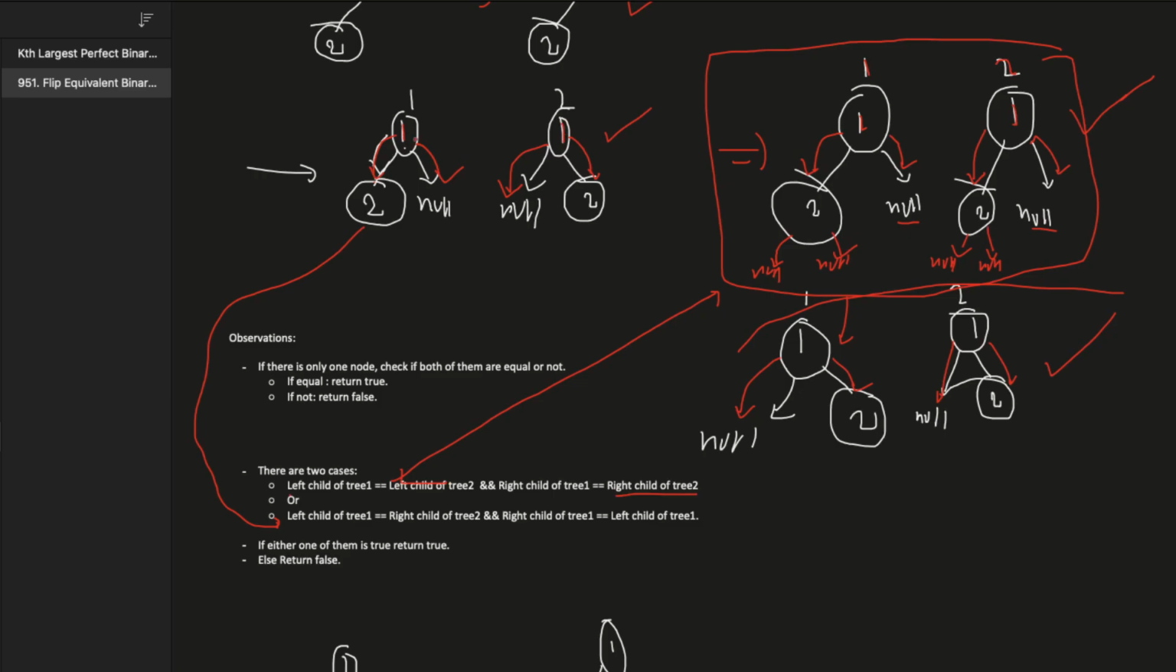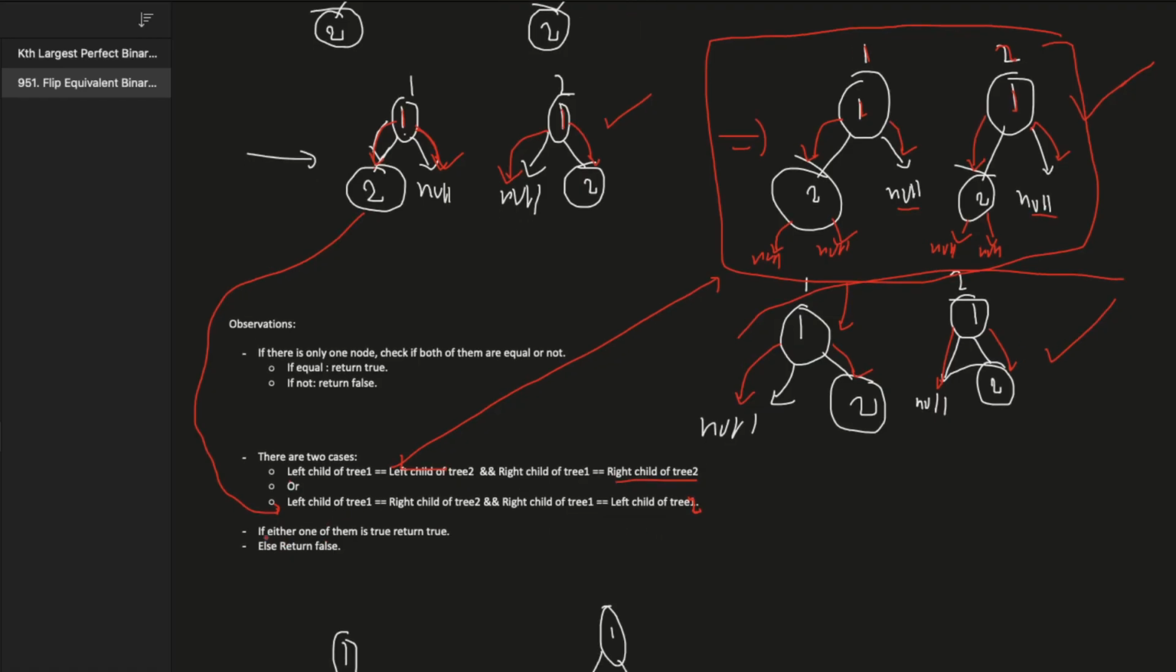Yeah, I'm sorry. This is the right child of tree 1 is equal to the left child of tree... This is tree 2, I'm sorry. So the left child of tree 1 should be equal to the right child of tree 2, and the right child of tree 1 should be equal to the left child of tree 2. If either one of them is true, return true.